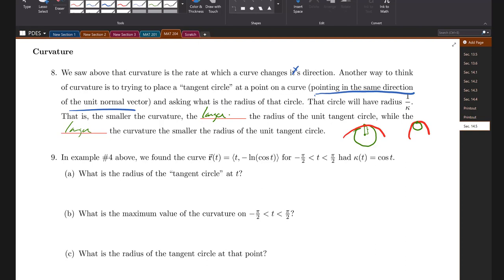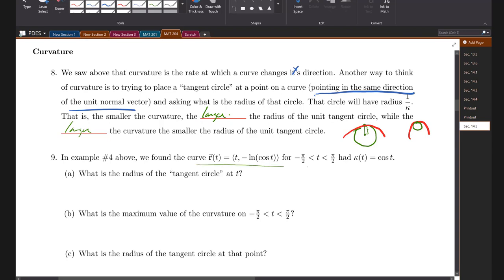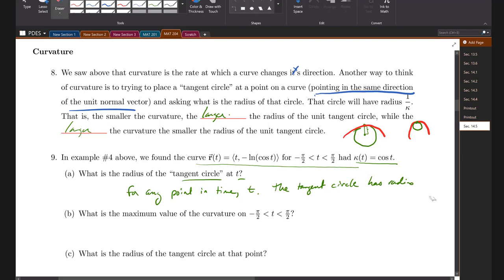So we went ahead and computed the curvature for this function right here on the previous page. So that was t, negative ln cosine t, and we found that it had a curvature of the cosine of t. So what is the radius of the tangent circle at any point in time? Secant t? Exactly. So for any point in time, the tangent circle has radius 1 over the cosine of t, which would be the secant of t.